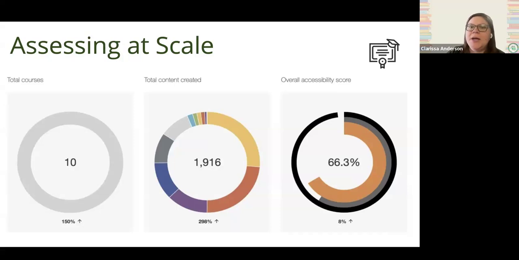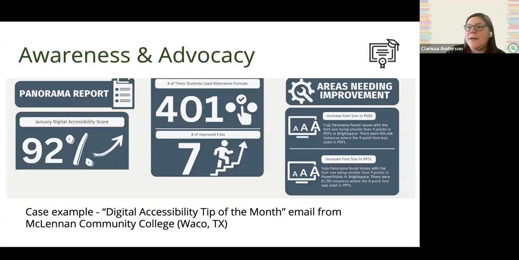So we have an example from Blackboard Ally. In this case, it's looked at 10 courses, it's looked at almost 2,000 pieces of content, and there is a 66.3% score for accessibility. So this is something that can, as a whole, tell you just about how accessible is my program. Of course, it's all based on AI, so it's not going to tell you everything as if you're manually doing everything, but that can be a good gauge as well, especially if you're trying to see how we've improved.